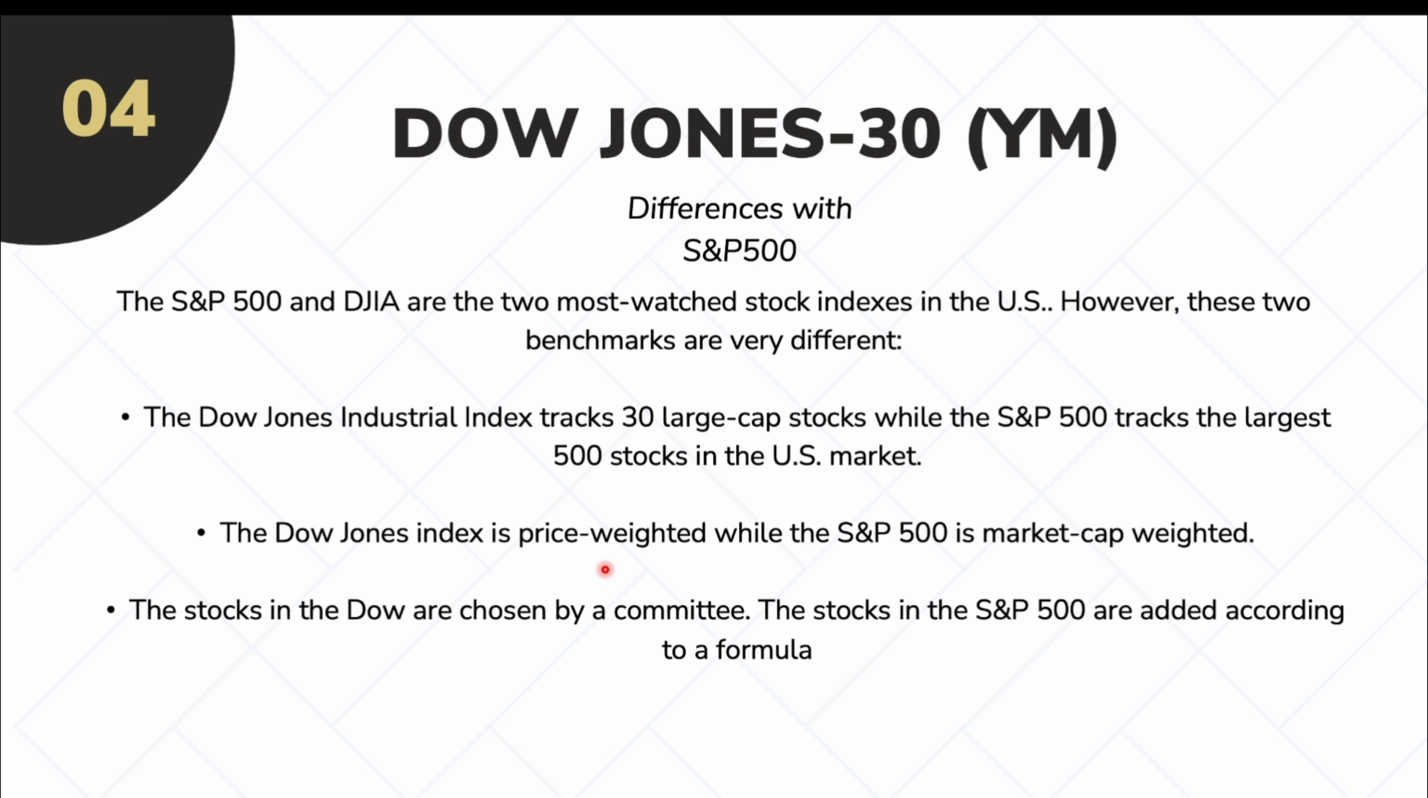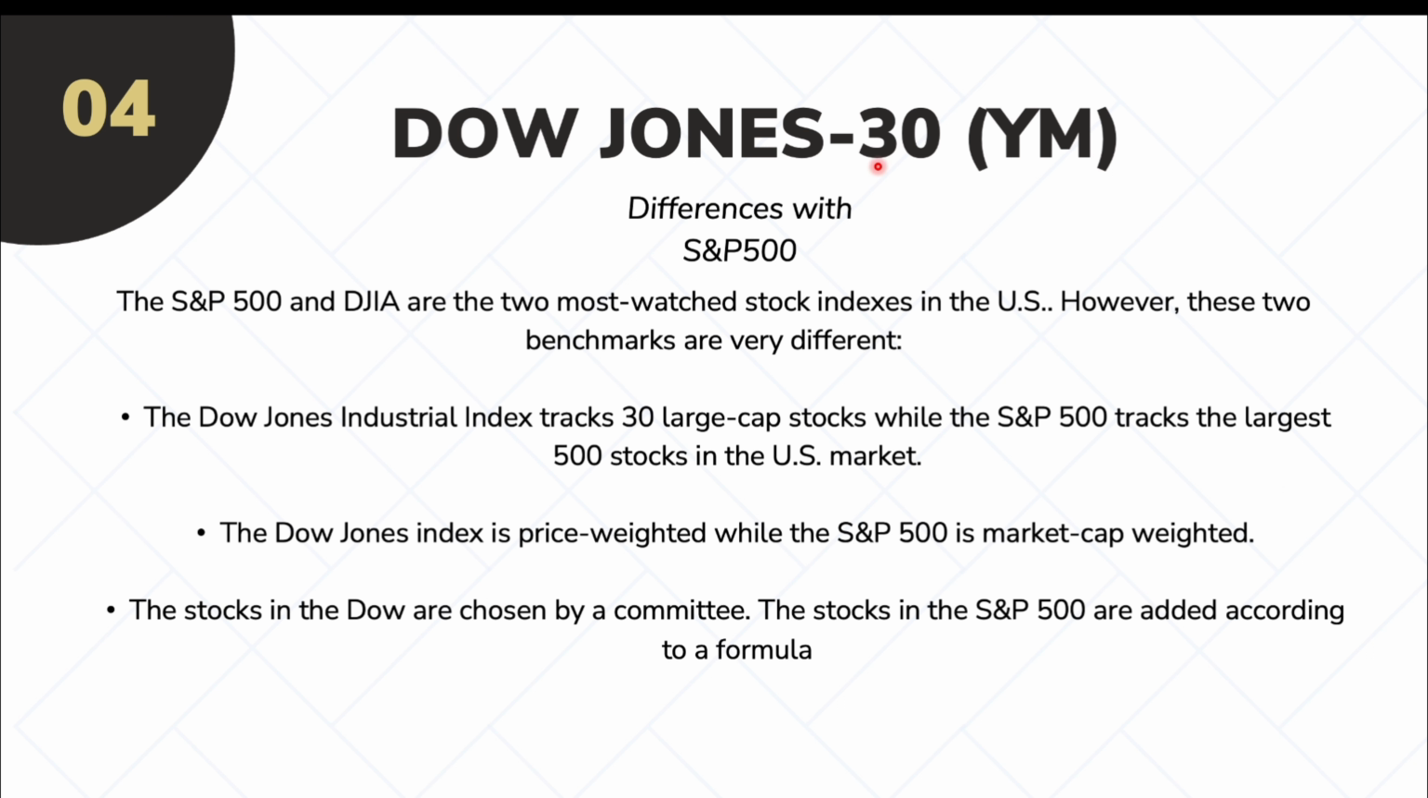So the value of the Dow Jones is based on the price of the stocks, and the S&P is based on the market cap of the individual stocks, so what they are worth. The specific stocks inside the index are chosen by a committee in the Dow Jones, and in the S&P 500, they are added according to a formula. So if your company gets bigger and bigger, eventually you will get into the S&P 500 based on the formula they use. And if you want to be in the Dow Jones, you need to be chosen by a committee.